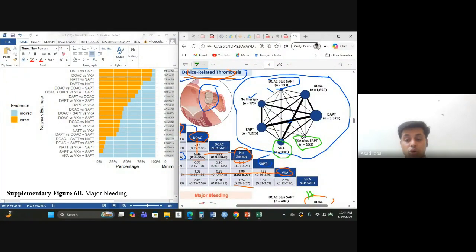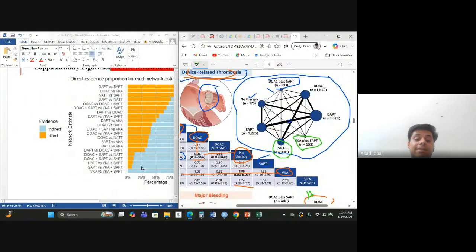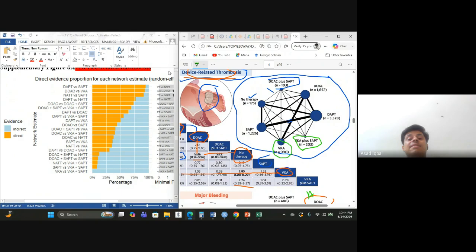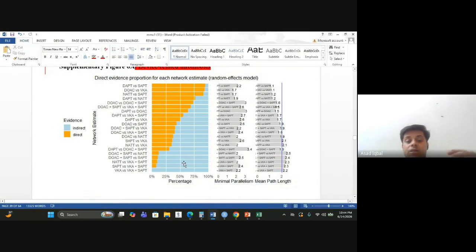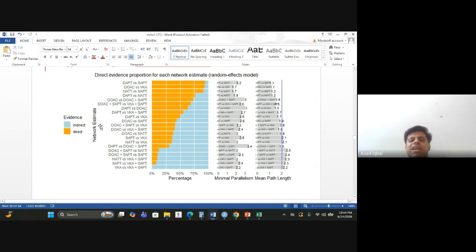No. Now, when they are not connected, it simply means that we do not have direct evidence comparing these two. So all the evidence comparing these two will come from indirect evidence. And here you can see in this plot that the full line here is blue. I mean, the evidence comes from the indirect relations, indirect evidence.